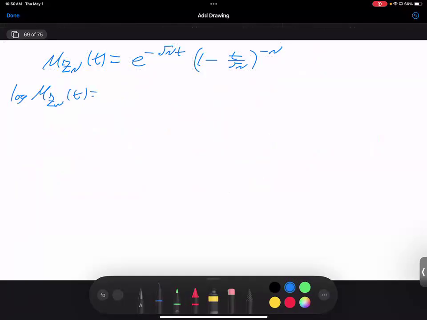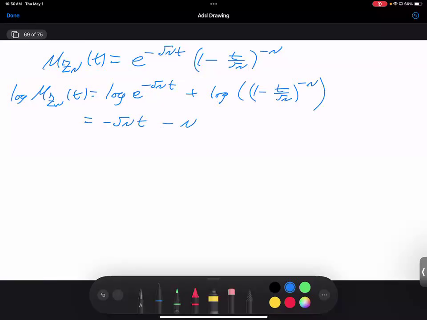Okay, the log of a product is the sum of the logs. I'll do it slowly. We'll get the log of e to the negative root n t plus the log of 1 minus t over root n to the minus n. All right, so the first term is just going to be minus root n t, because the log of e to a power is just the power. Then we'll get minus n, the log of 1 minus t over square root of n.